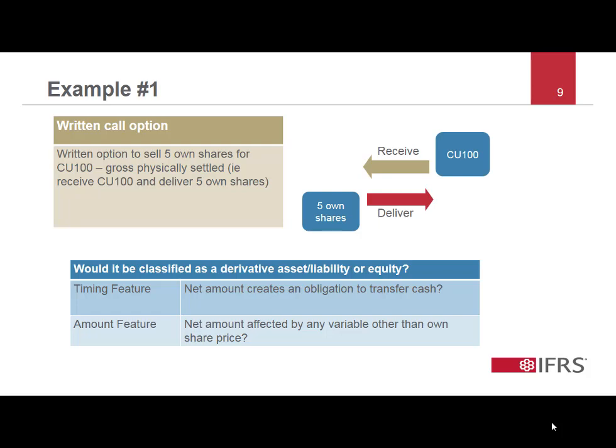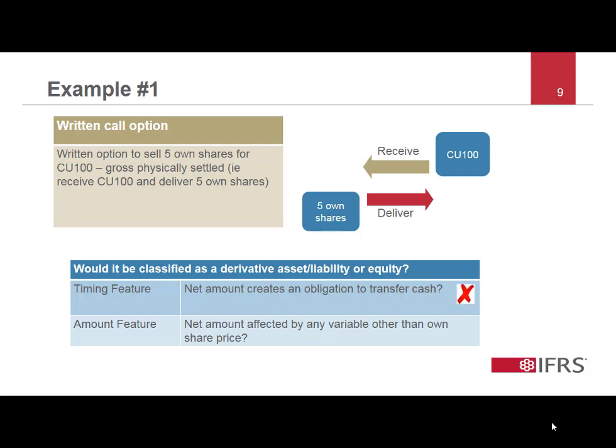Let's consider some examples. The first example is, an entity writes an option to sell 5 own shares. If the holder exercises the option, the entity would physically deliver 5 own shares and receive 100 currency units in the entity's functional currency. The derivative is gross physically settled. So now let's ask the two questions. 1. Whether the net amount creates an obligation to transfer cash. The answer is no, because the contract is settled on a gross basis, the entity delivers own shares and does not have an obligation to transfer cash or another financial asset.